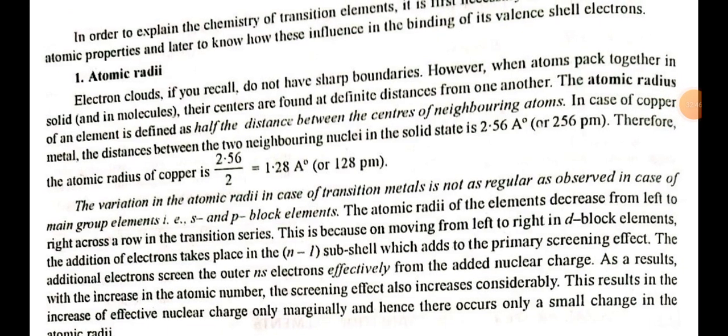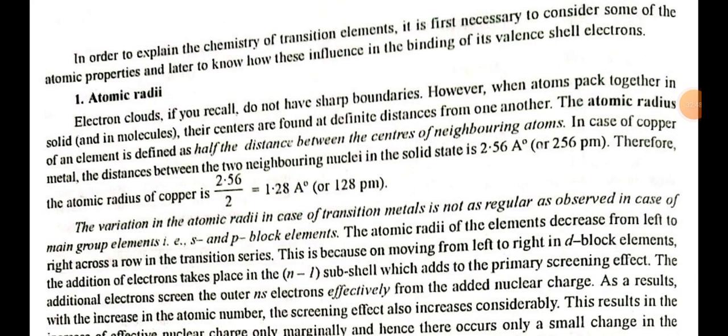In order to explain the chemistry of transition elements, it is first necessary to consider some of the atomic properties and later to know how these influence the binding of its valence electrons. Electron clouds, if you recall, do not have sharp boundaries. However, when atoms pack together in solids and in molecules, their centers are found at definite distances from each other. The atomic radius of an element is defined as half the distance between the centers of neighboring atoms.